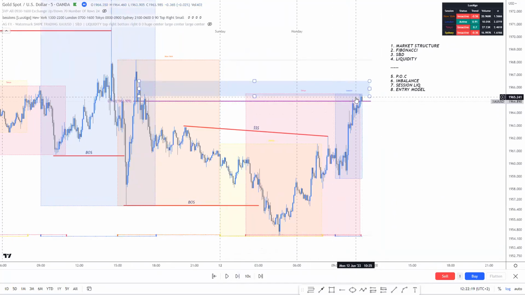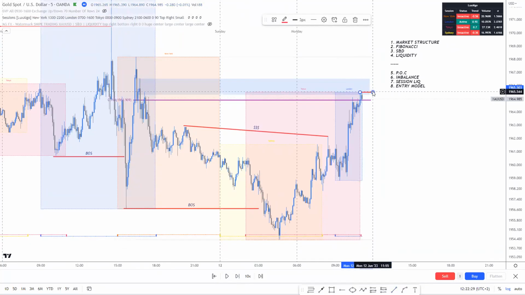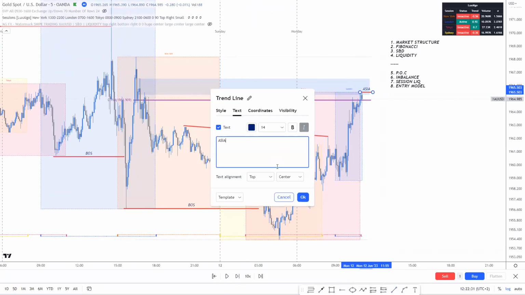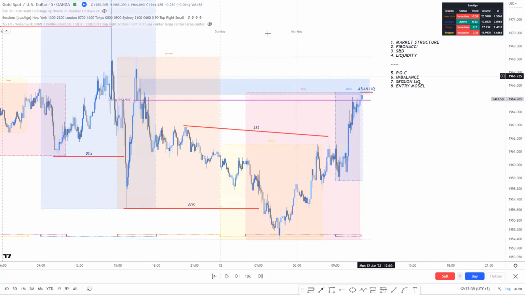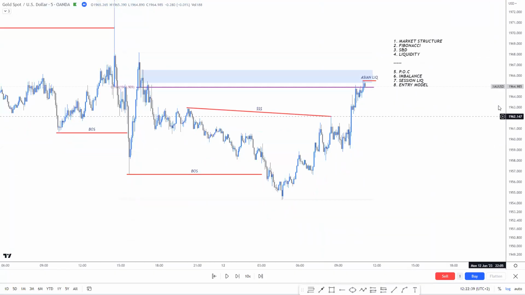So the Asian high was still here. But at this point, right now we had session liquidity, which was right here. Okay, we had the Asian high left right here, right before the overlap. So we also had session liquidity, risky session liquidity, but we had it.